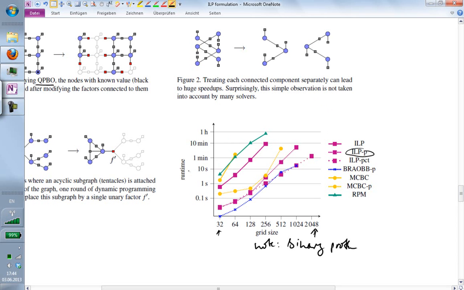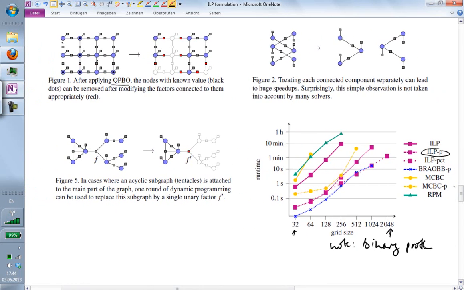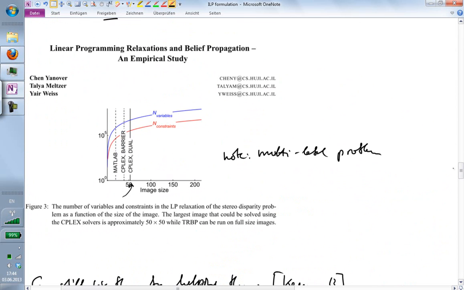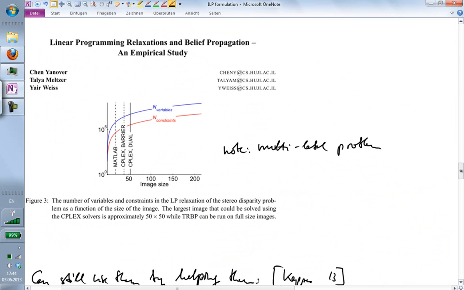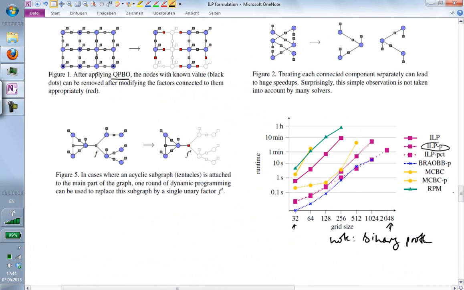So there are ways of helping your generic ILP solver. There's one caveat, namely the plot up there was for a multi-label problem, and there, the end of what was possible was at 50 by 50. And this time we look at just binary problems. So it's not quite a fair comparison, but still the message is, if you have such a generic solver, you can help it to solve realistically sized problems.